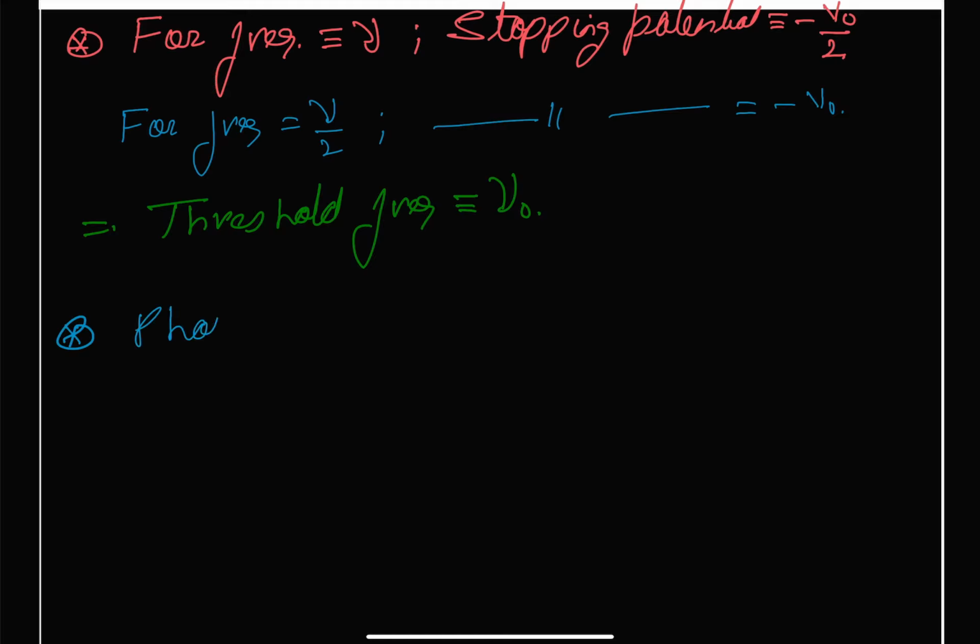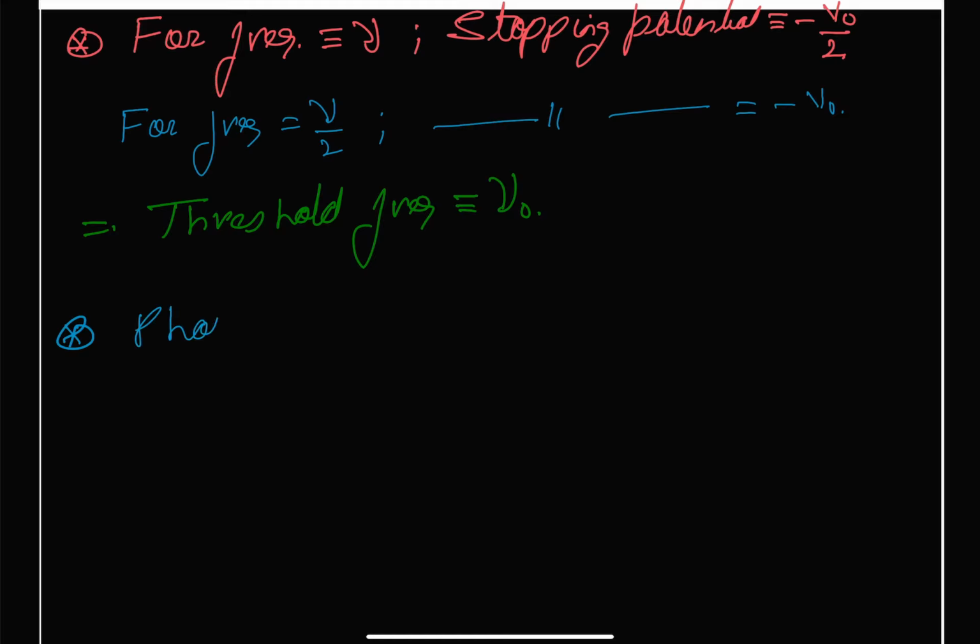Basically we are given stopping potential as minus of V naught by 2 as well as minus of V naught. But this negative is only the indicative of the direction. So we are going to just consider the magnitude and solve it. So therefore we can write that for frequency nu, we get the equation as E into minus V naught by 2 is equal to h nu minus h nu naught.